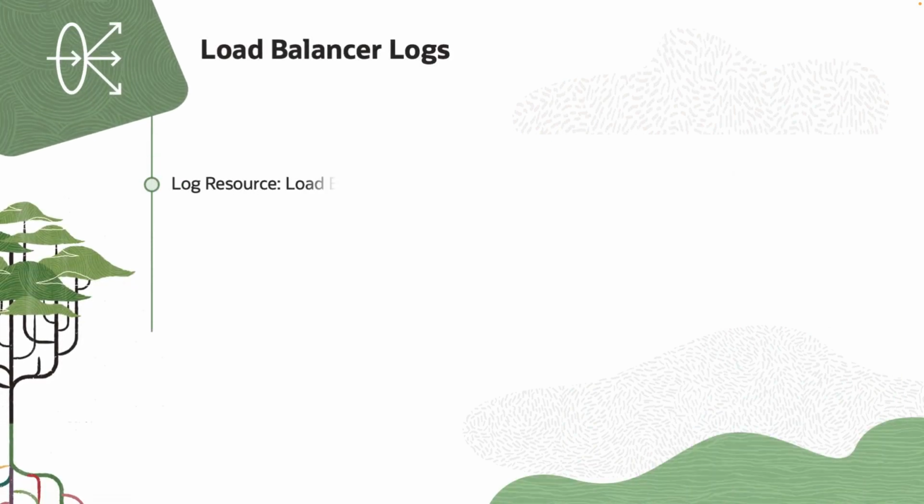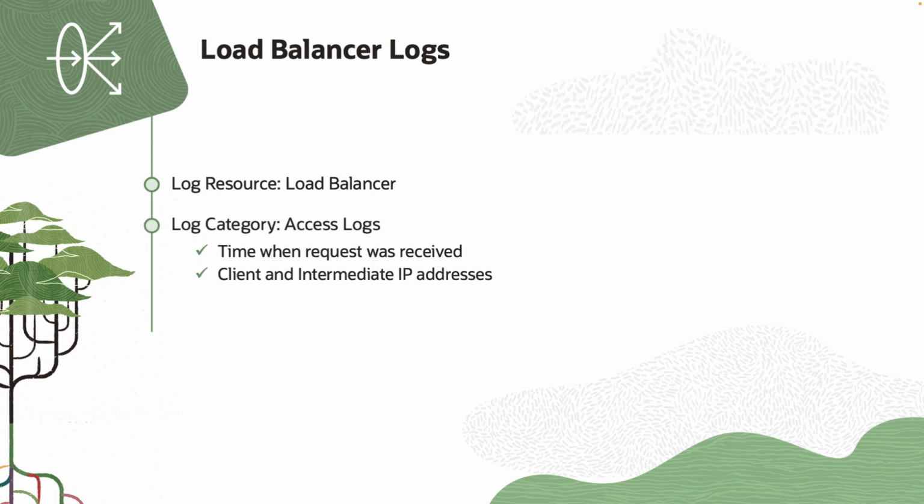Load balancer is another example of a service log. A load balancer would provide automated traffic distribution from one entry point to multiple servers. There are two log categories for load balancer. The access logs capture information about the request sent to the load balancer. And here in this example, the timestamp is when the request was received, the client and intermediate HTTP proxy IP addresses, and then the time taken at the load balancer and the backend to process the request.